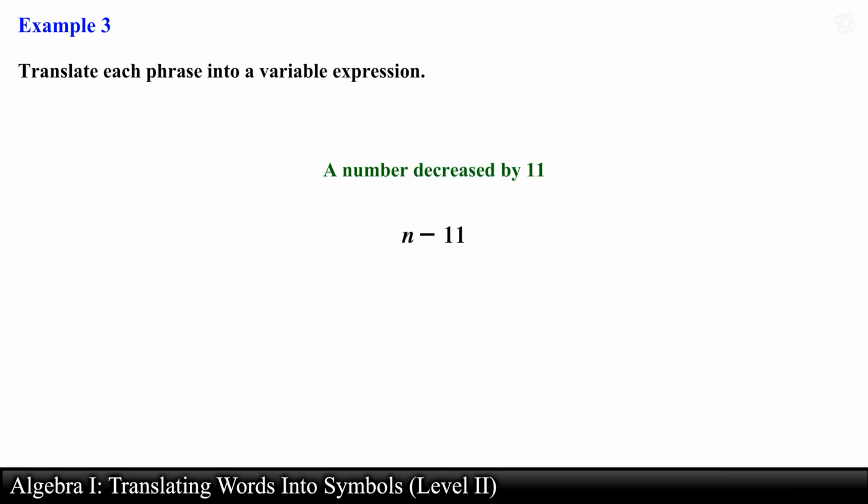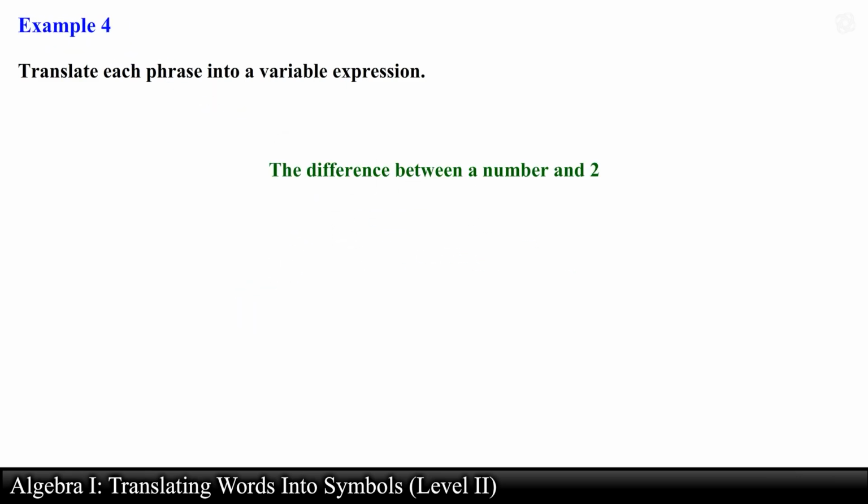Many students have a hard time with phrases that involve subtraction because they are not sure which numbers are being subtracted from each other. For example, the variable expression 11 minus n is read 11 decreased by a number. These two expressions are completely different because for the most part, they yield different results when you substitute the variable n with a random number. So be extra careful when translating phrases involving subtraction. Make sure you're subtracting the numbers in the correct order.